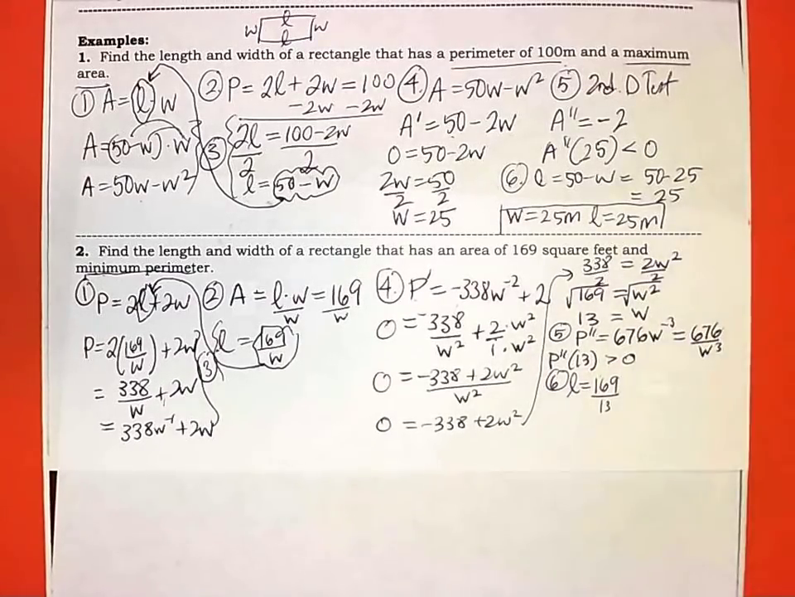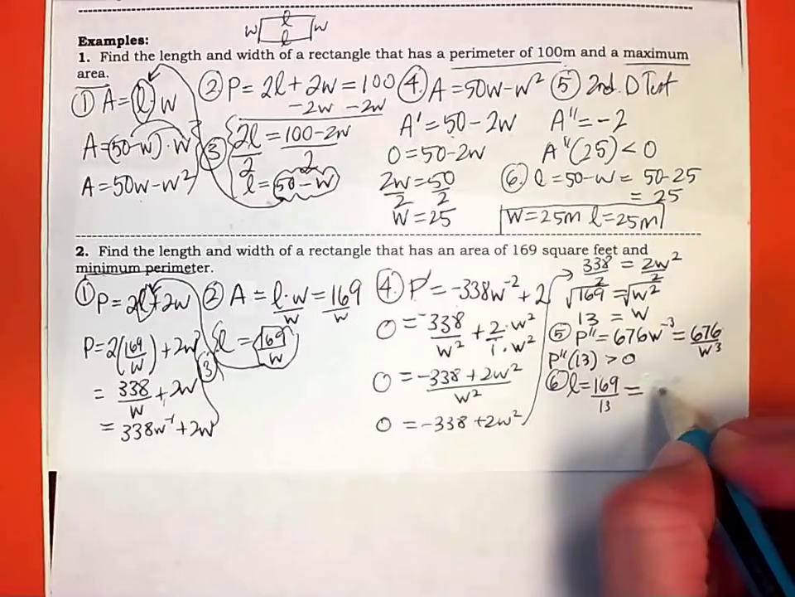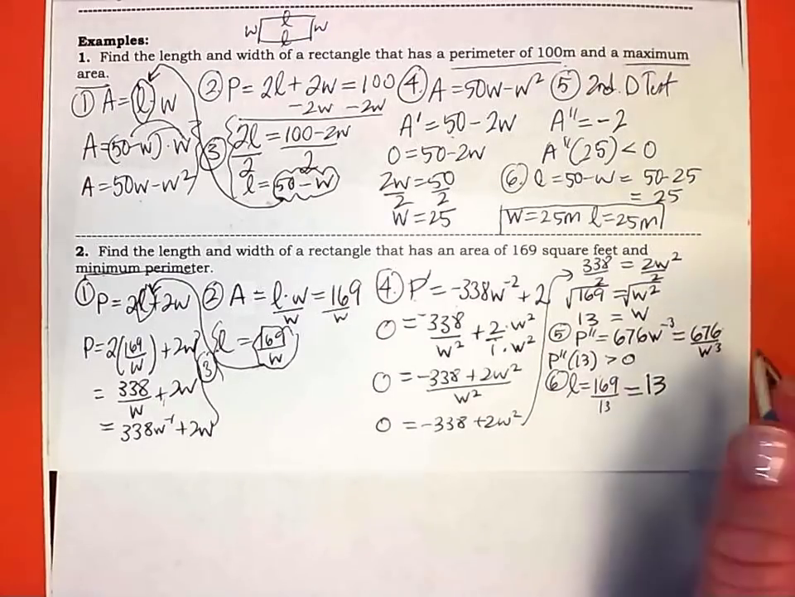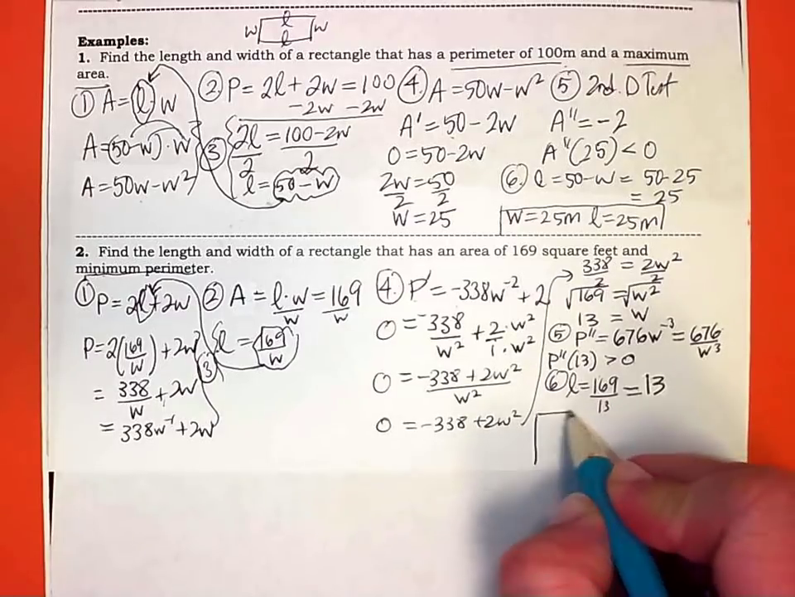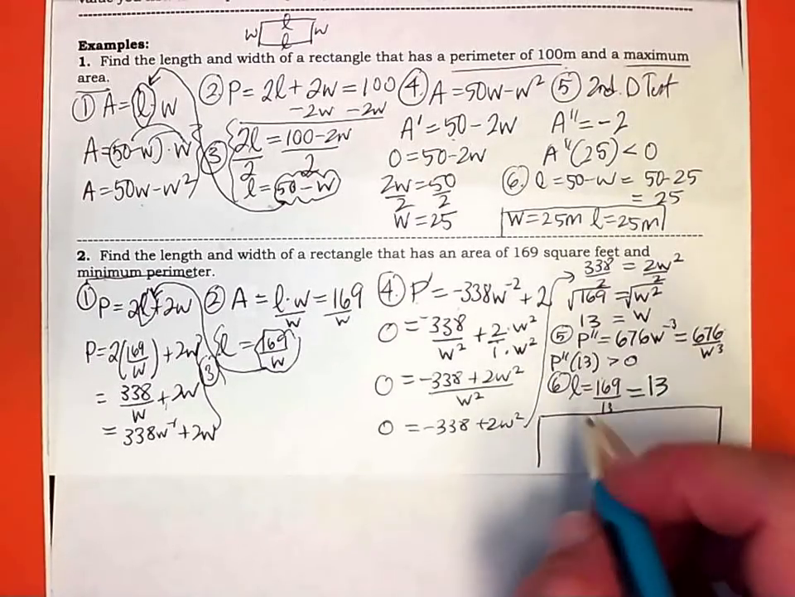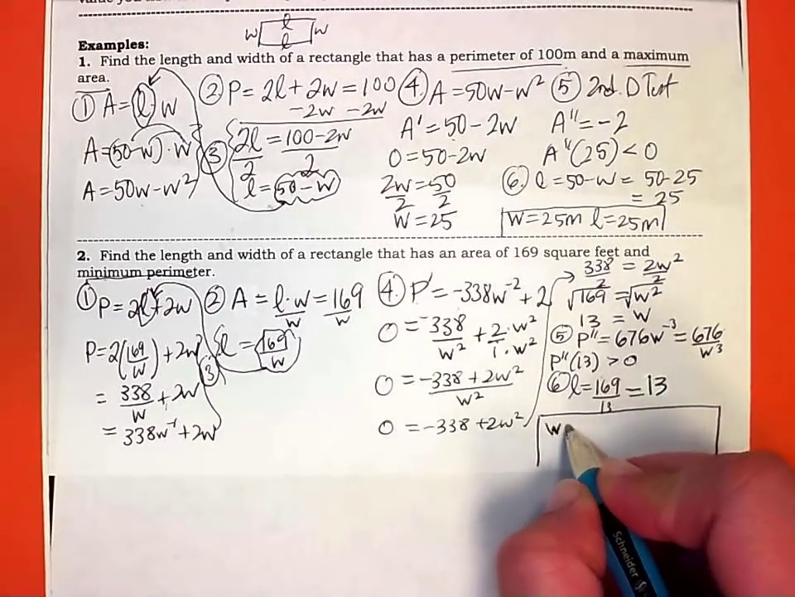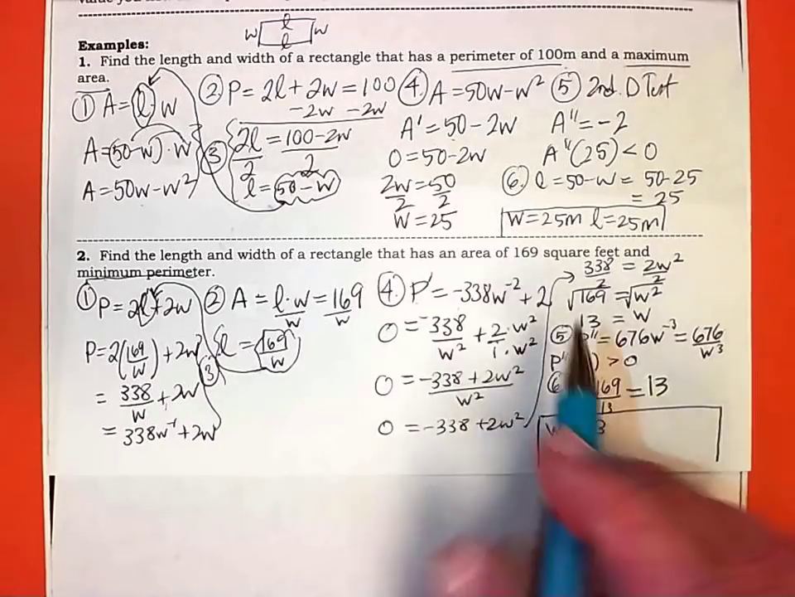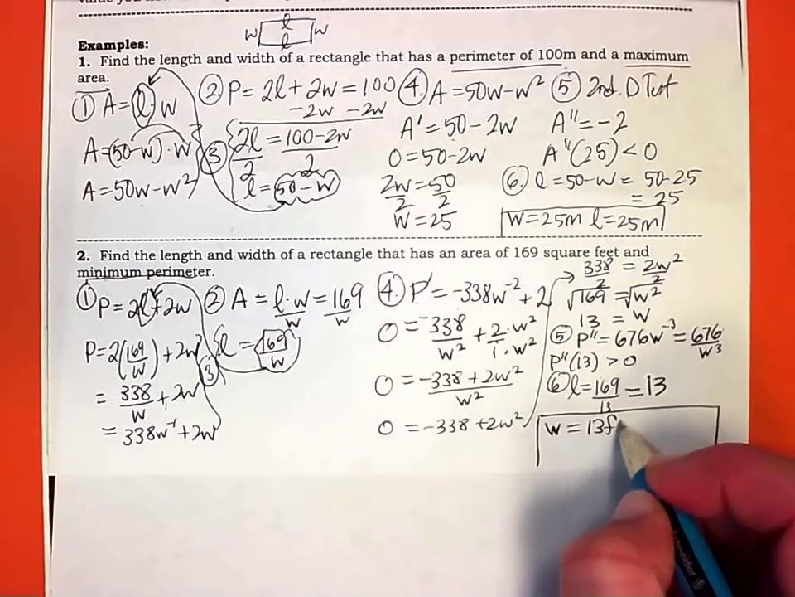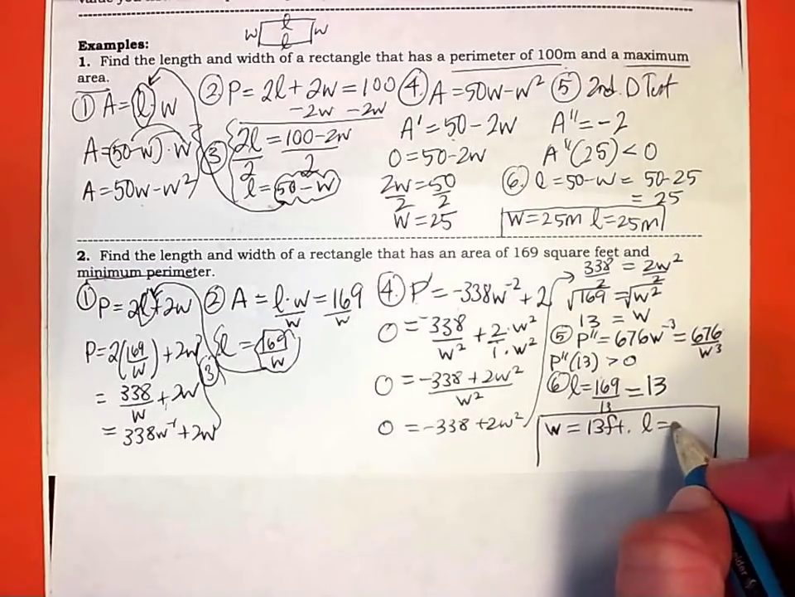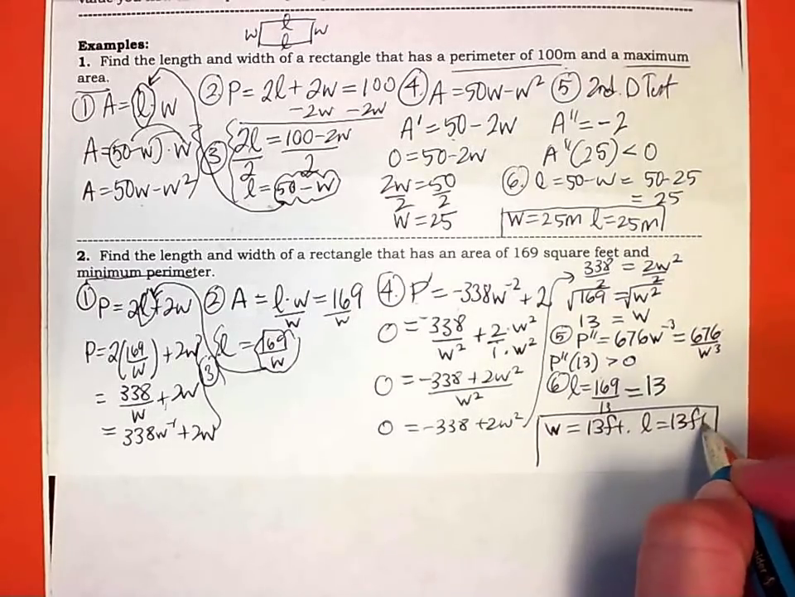So 169 over 13 is equal to 13. So final answer here, in order to minimize perimeter, we would want that the width is equal to 13, and this time, since the known amount was given in square feet, it's going to be feet, and the length is going to be 13 feet as well.